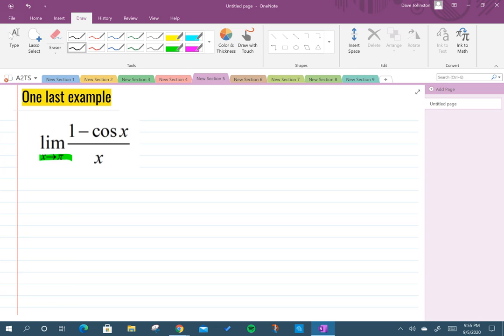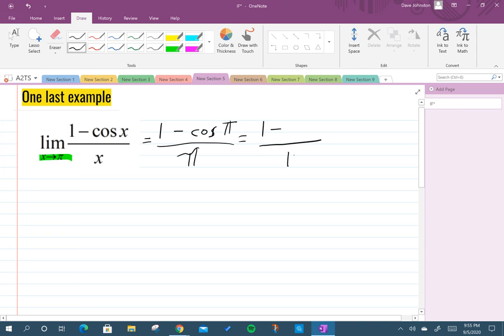Well, what are you supposed to do? Well, we're just going to use the same thing that we always do when in doubt. Direct substitution. So I'm going to say it's going to be 1 minus the cosine of pi over pi, at which point, those of you that managed to forget the unit circle, you need to brush up on it. What is the cosine of pi?